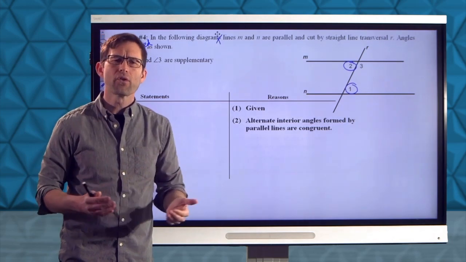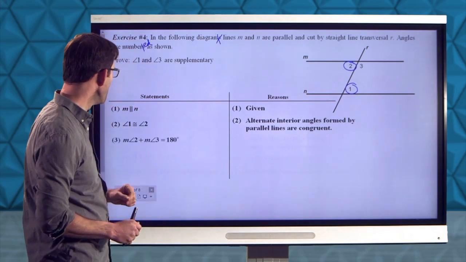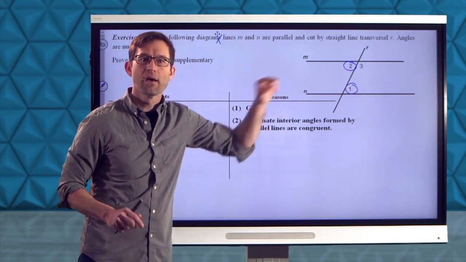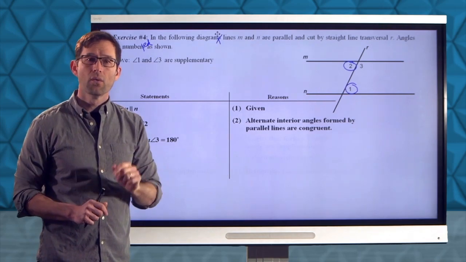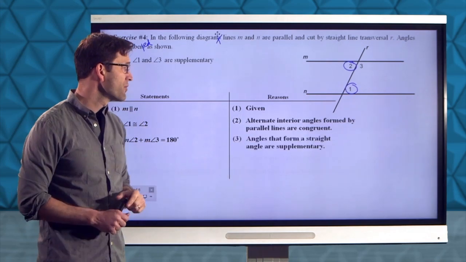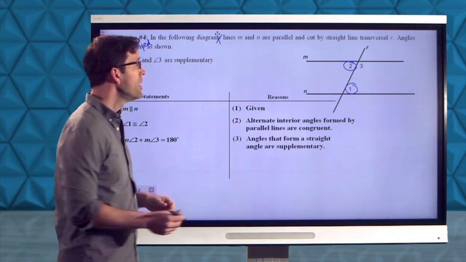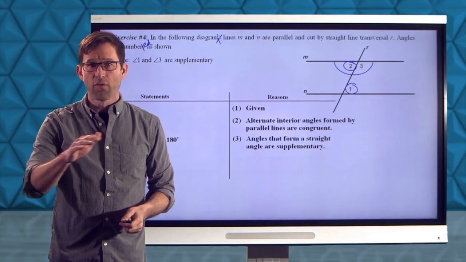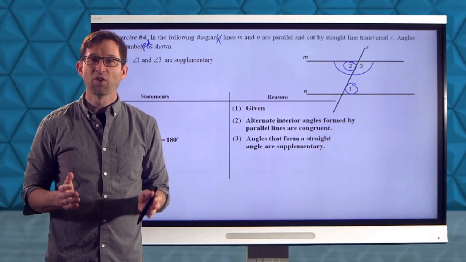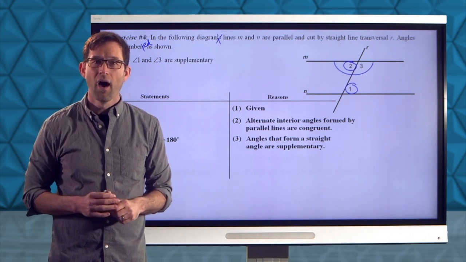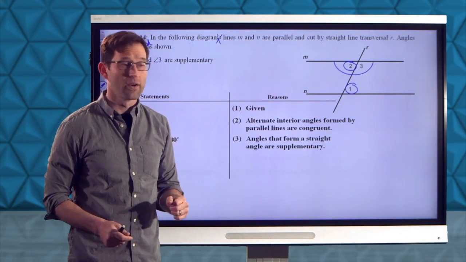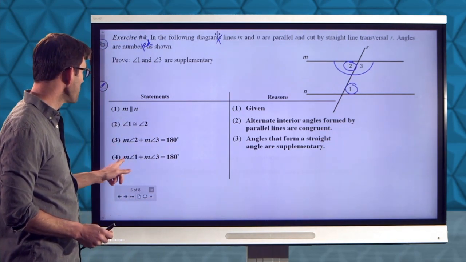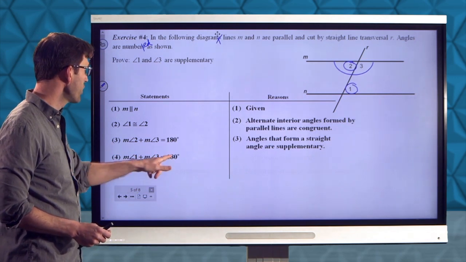Well, I got to get that 180 in somehow. So here it comes. The measure of angle 2 plus the measure of angle 3, these two angles, have to sum to be 180. What's my reason for that? Angles that form a straight angle are supplementary, right? These two angles add to be 180 degrees because they form a straight angle. Great. And you can probably see how we're now going to finish this, right? I really want 1 and 3 adding to 180. But I know 1 and 2 are congruent. So I can simply say the measure of 1 plus the measure of 3 is 180.